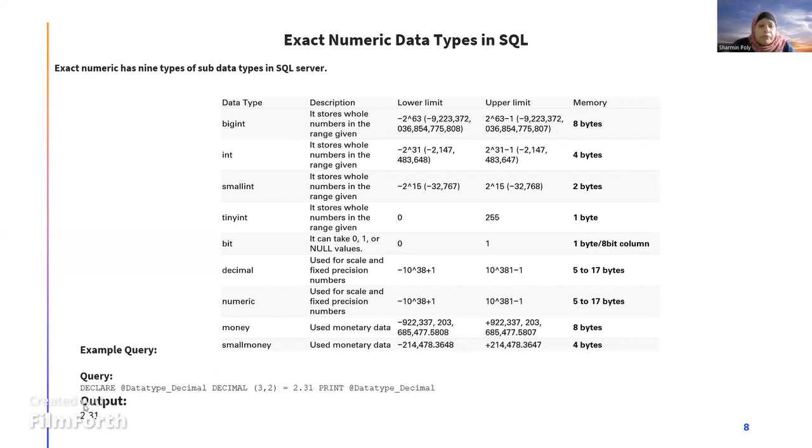So if the first number was 4,2, then we could write 42.31, right? Like we could use 4 digits.